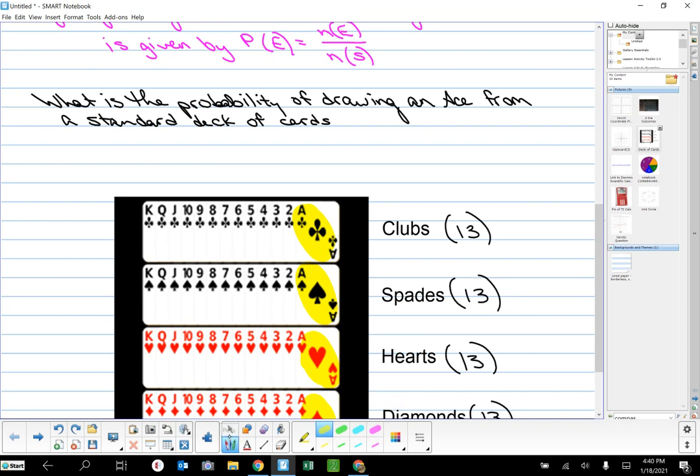So our expected outcome, our probability of drawing an ace, is 4 out of 52 cards, and you should always reduce these things. So this is 1 out of 13. Okay, so that's how that's going to work out. All right, next.